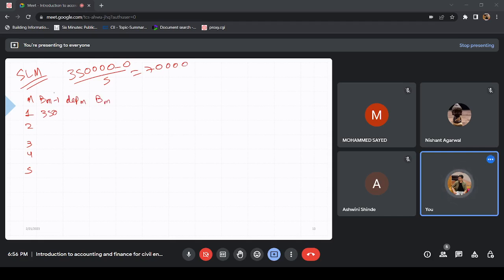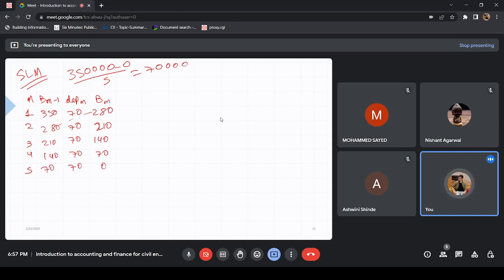This is the book value at the end of the previous year, or book value at the starting of this year. Let's say your financial year is from April to March. The book value at the end of 31st March would be the same as at the start of 1st April, since only the year is changing. So this comes to 280, depreciation is 70, it is straight line. 210 minus 70 is 140, 140 minus 70 is 70, and 70 minus 70 is 0.